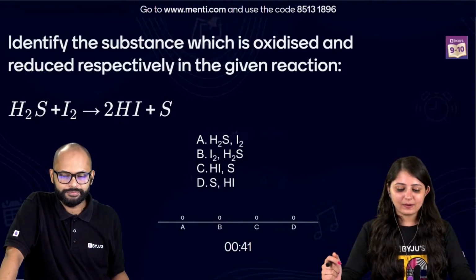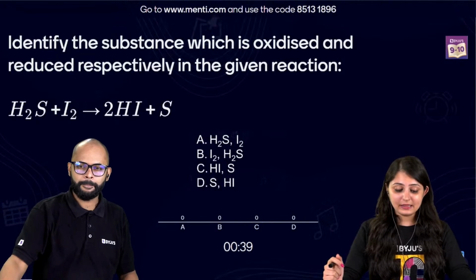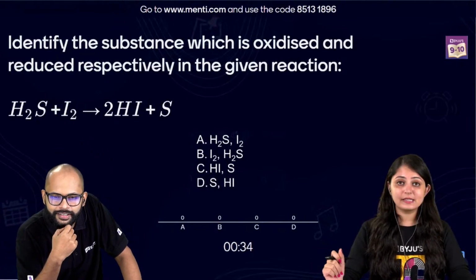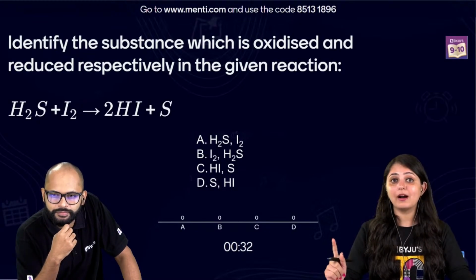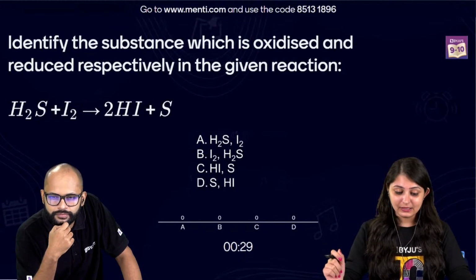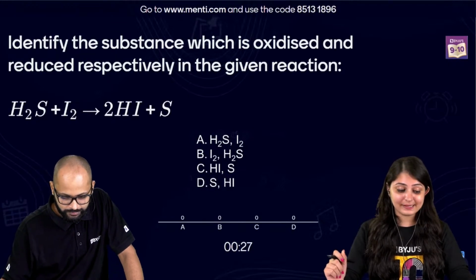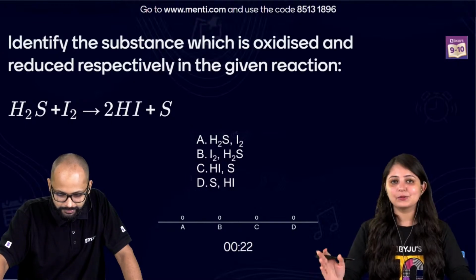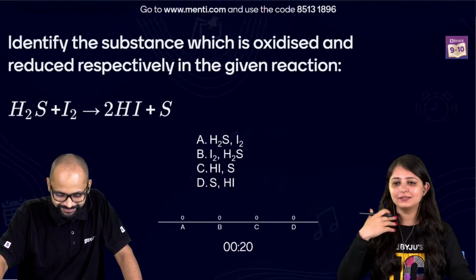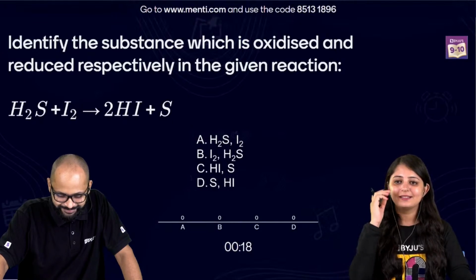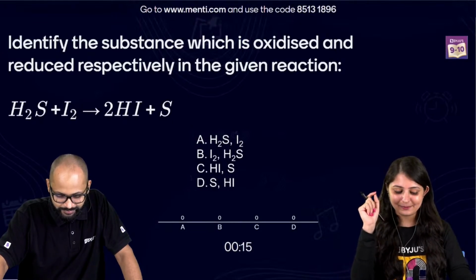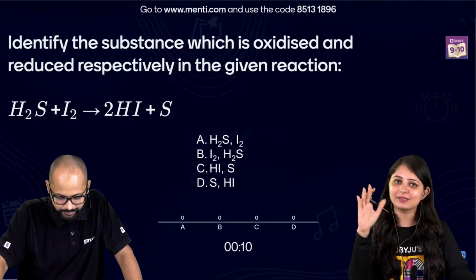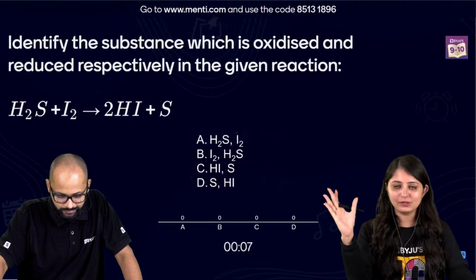Identify the substance which is oxidized and reduced respectively in the given reaction. So one chemical equation is being given to us. You can see hydrogen sulfide with iodine to form hydrogen iodide plus sulfur is there. Which substance is getting oxidized? Find that out. And which substance is getting reduced? I think in case they'll figure out one, the second one is very easy to figure out. And I've given you a lot of hints, a lot of shortcuts to figure out substance oxidized, substance reduced, oxidizing agent, reducing agent. Just use all those tactics.